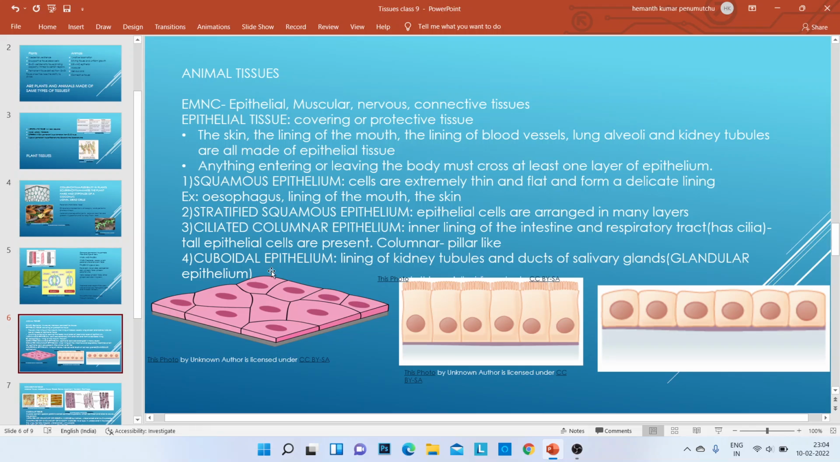And the next epithelium is cuboidal epithelium. See here, these look like cube shapes. So if they look cube shaped, then it is called cuboidal epithelium.